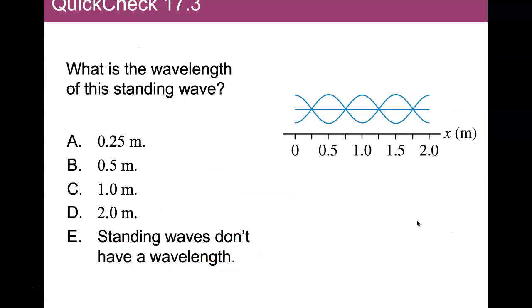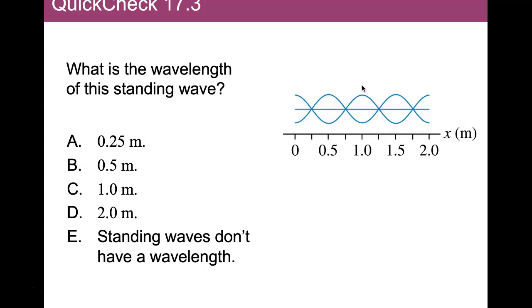So this is a quick question. Pause the video, try to figure out the answer. We know that the distance between the nodes is lambda over 2. So this is one node, this is the next one. What is the distance? Well, this seems to be 0.25. This seems to be 0.75. So that distance seems to be half a meter, and twice that is 1 meter, right?